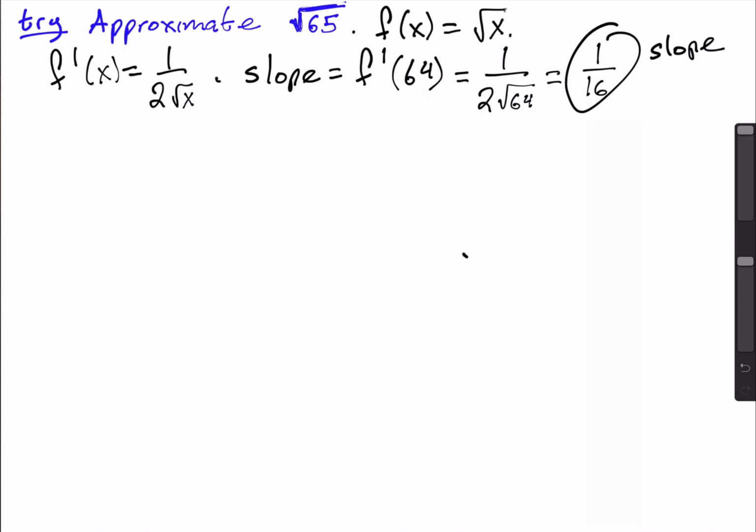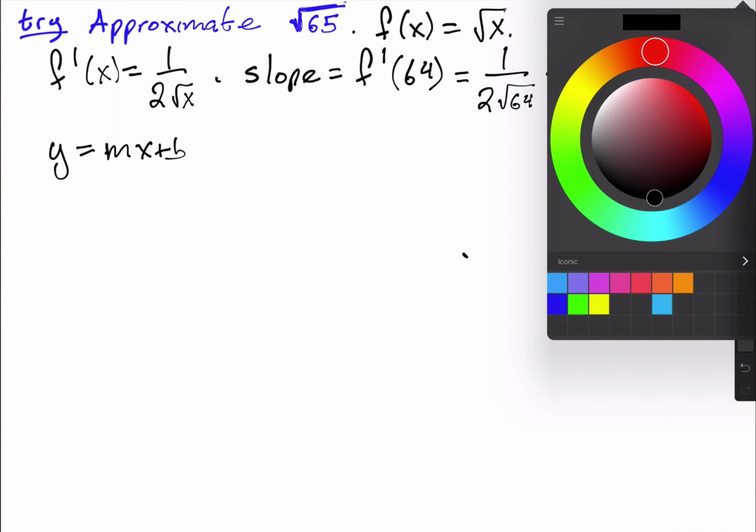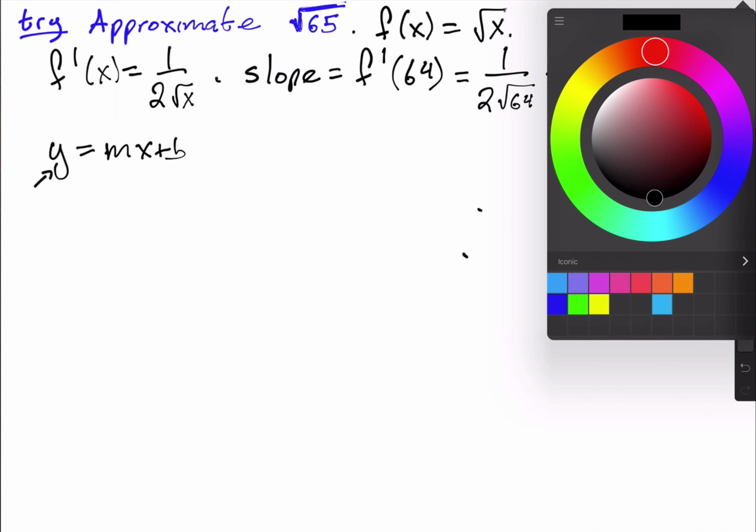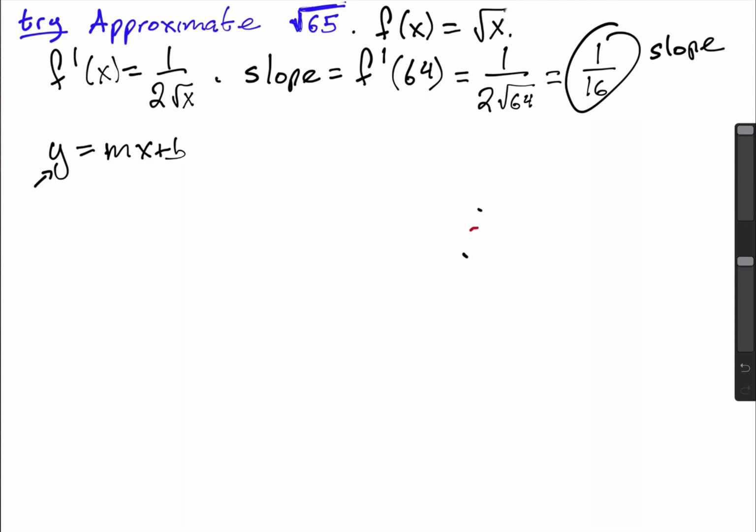Let's see, what else? So then find the y-intercept, right? So y equals mx plus b. So then, let's see, what's y? 8? So where does the y value come from? Yeah, you plug in the x value into the original function, right? So square root of 64, which is 8. Does that make sense? Yeah? Okay. And then what did we say the slope is? Slope is 1/16. What is x? 64. Good.